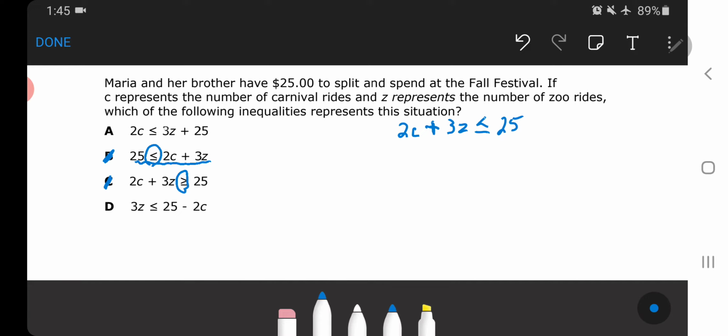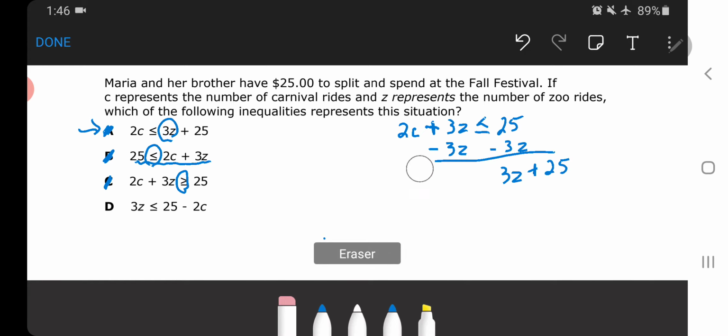Alright, the other ones are moving our zoo rides or carnival rides to the other side of the inequality. Let's look at A real quick. If I move the 3Z to the other side, I would be subtracting 3Z from both sides. Therefore, we get 2C is less than or equal to negative 3Z plus 25. Well, that's a problem because this is a positive 3Z, so A can't be correct.